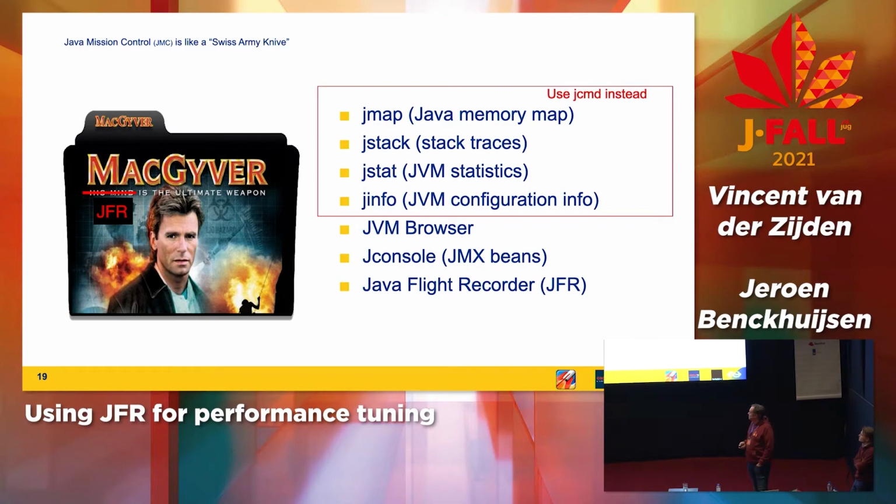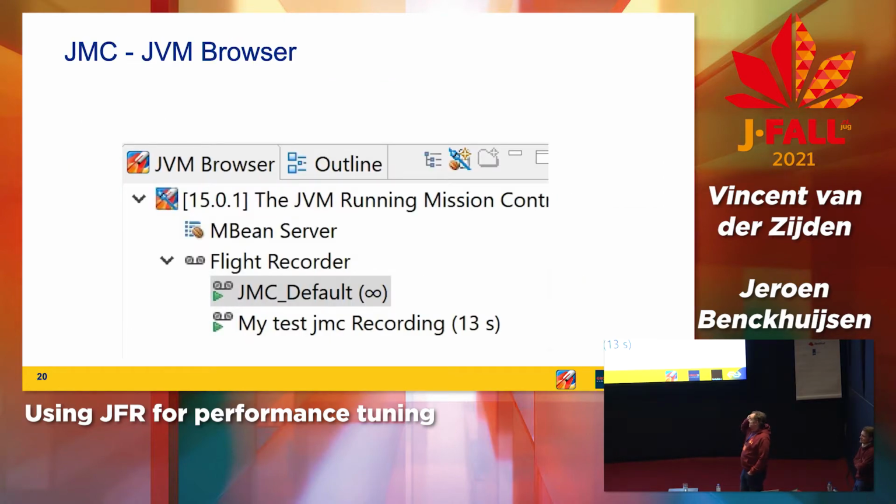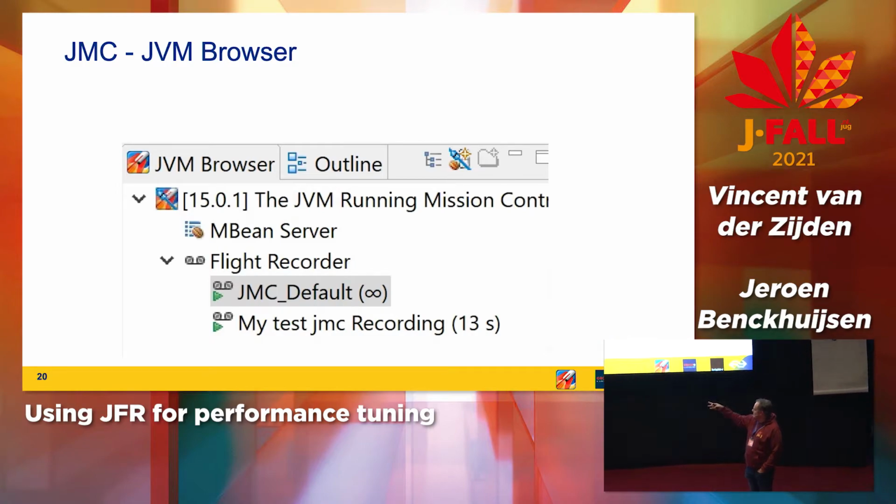We'll next be going to some screenshots. I think that Vincent will be showing them later on in practice, but just to give you an initial warm up of what you'll be looking at, so you have some view on that. This is basically JMC. I think that most of the guys ever using VisualVM or these kinds of tools, it looks familiar, right? It's a JVM running in Mission Control, in this case with the Ambient server. It's using JMX under the hood. And we have Flight Recorder with a JMC default recording, which is basically just running in practice, and my own test JMC recording, which will be running for 13 seconds. So that's just your basic interface where you can see JFR running.